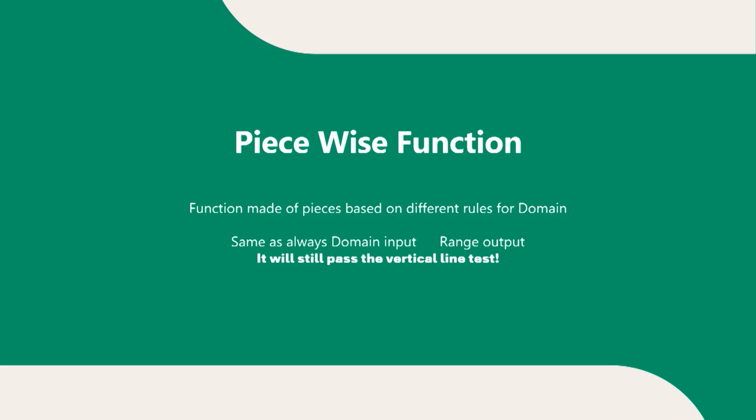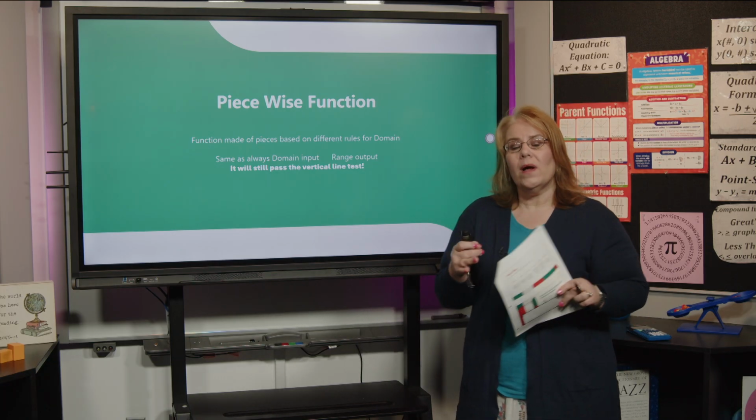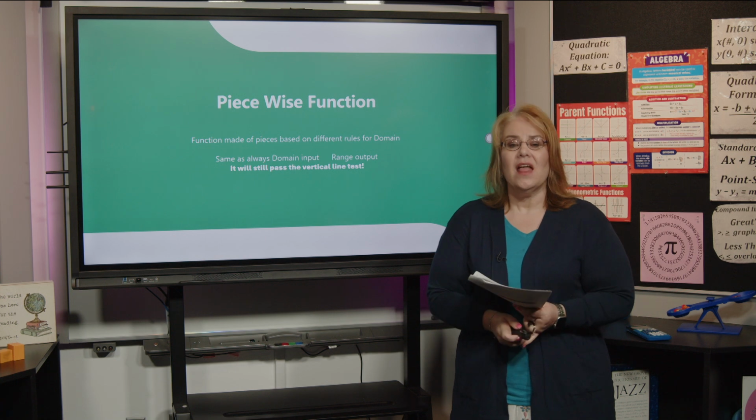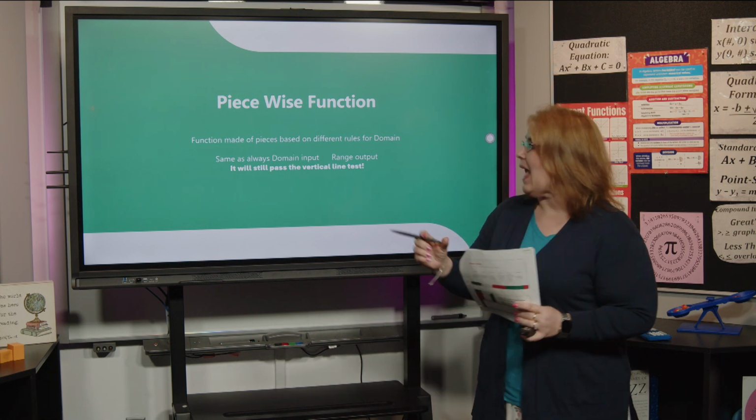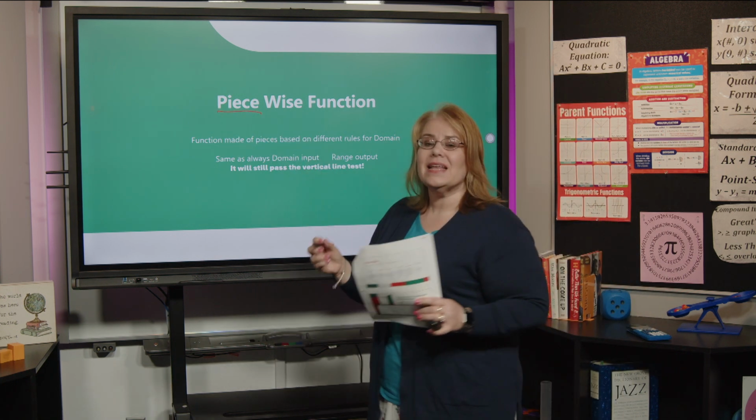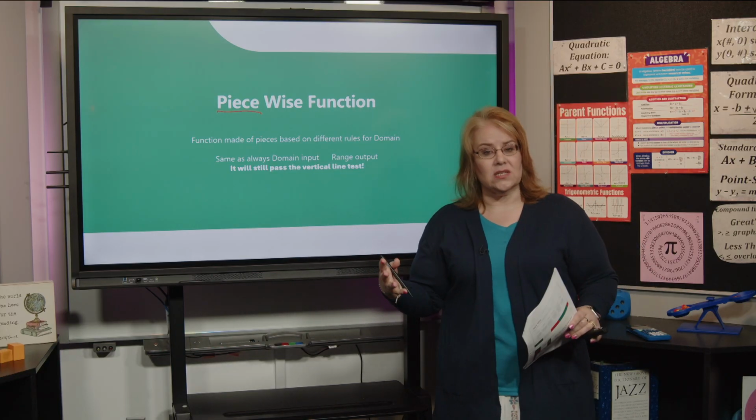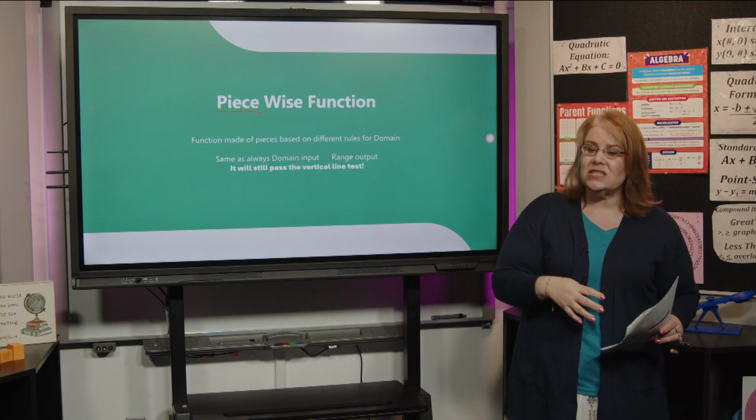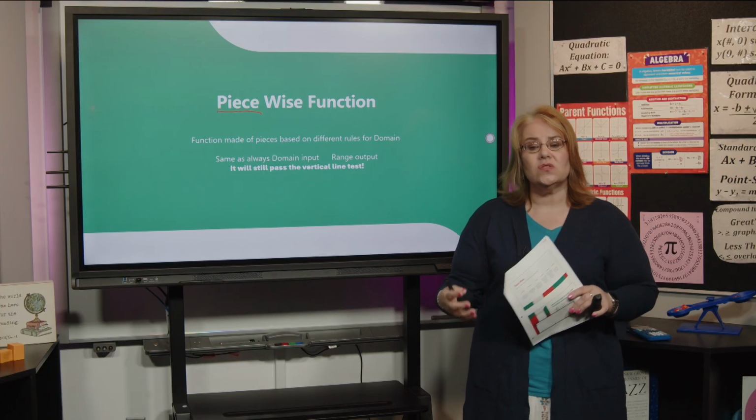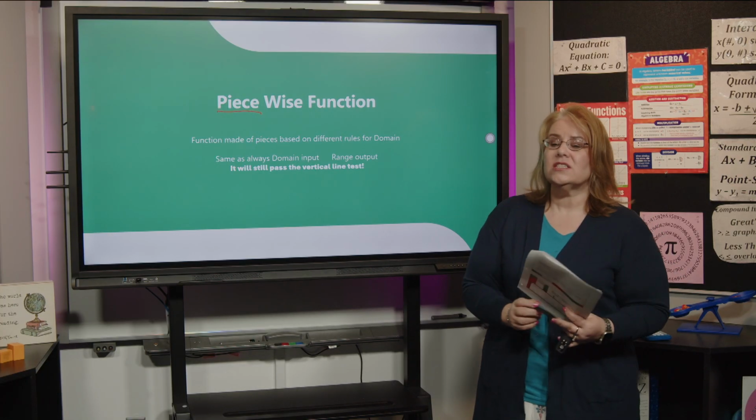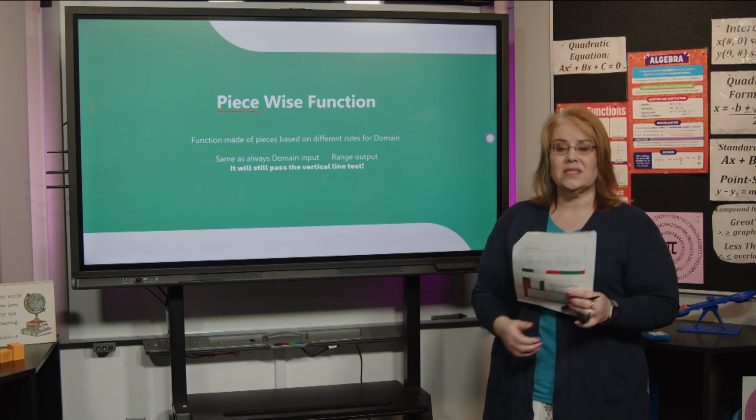Same as always, domain is your input, your range is your output, and it still has to pass the vertical line test. But one thing that I want us to understand, when we talk about a piecewise function, the main word that we're looking at is piece. It's a bunch of pieces put together to make the whole function. There's going to be some limitations on my x values, limitations of what can and can't equal. So there are lots of pieces that go into this piecewise function.